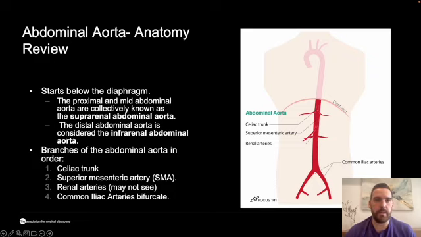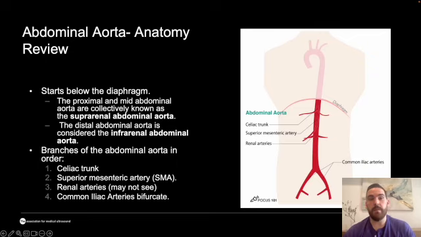Today we're discussing the anatomy of the abdominal aorta. We will talk about some of the common branches and then do a quick video on abdominal aortic ultrasound, specifically the short axis view of the aorta. We start below the diaphragm, just below the xiphoid.